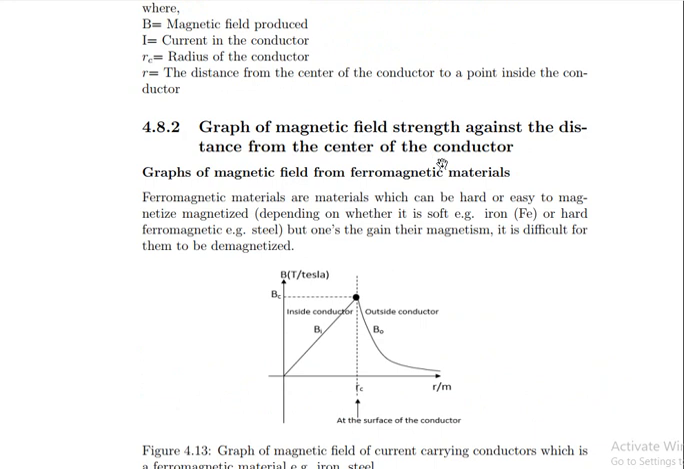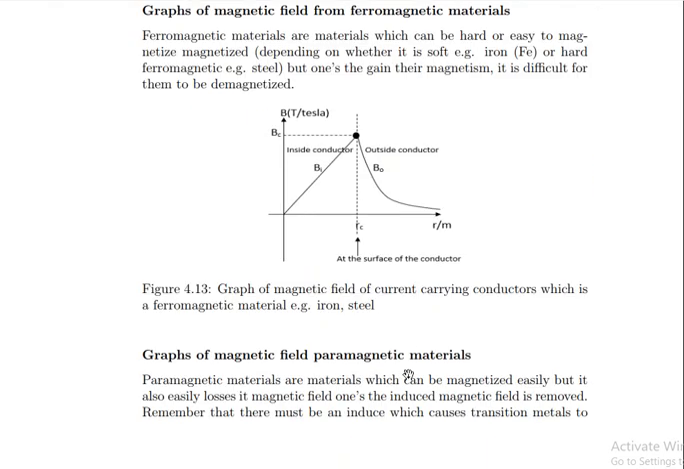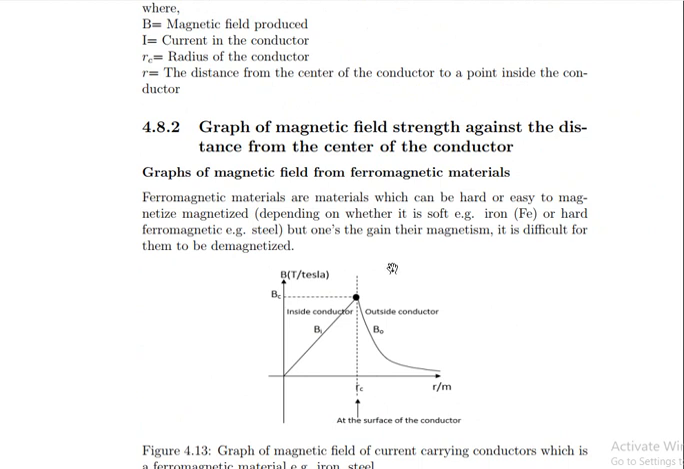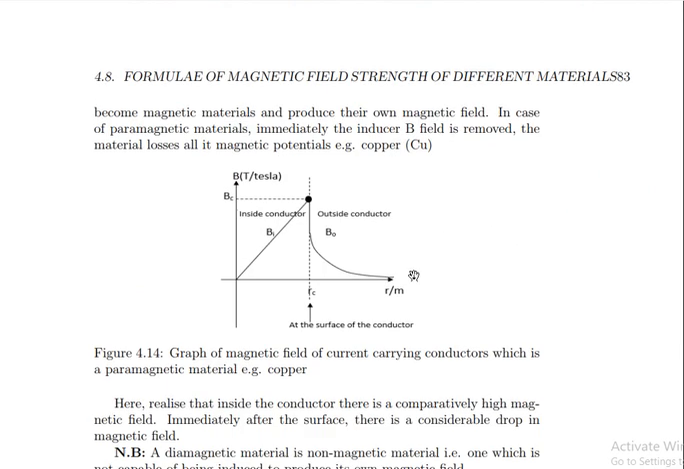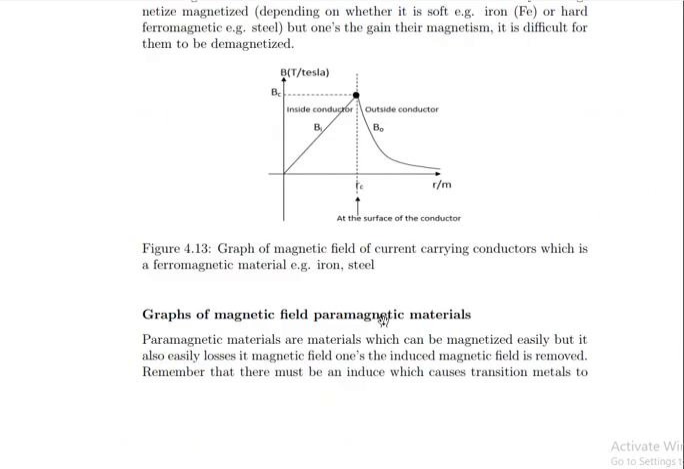Now for a ferromagnetic material, it is hard to magnetize but also hard to demagnetize, and ferromagnetic material is divided into weak or soft ferromagnetic material and hard ferromagnetic material. The soft ferromagnetic materials are easy to magnetize, though not as easy as paramagnetic materials, and they easily lose their magnetism, but not as easily as paramagnetic materials.